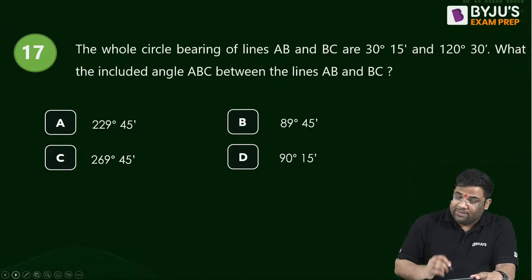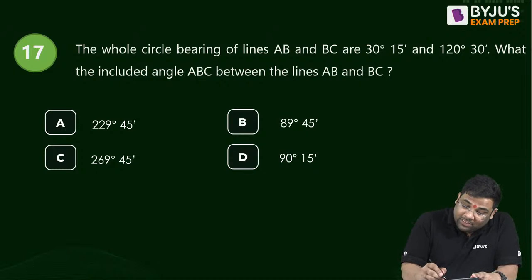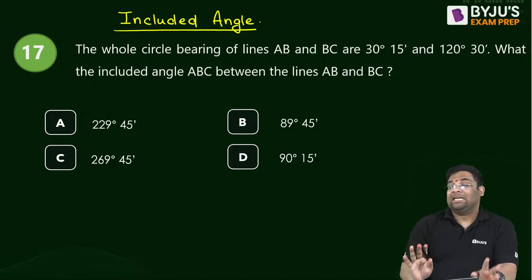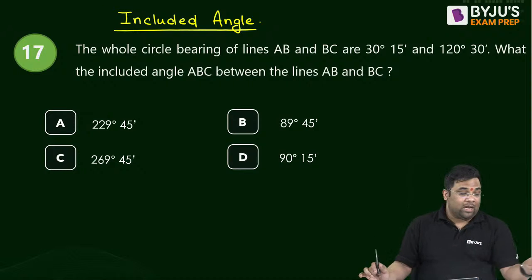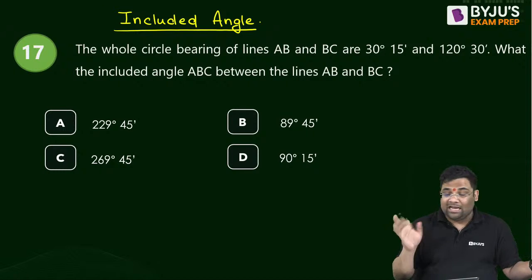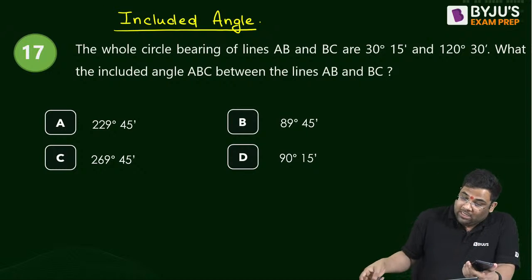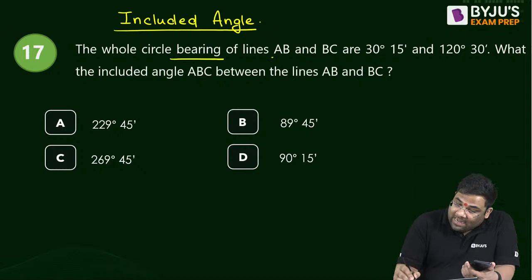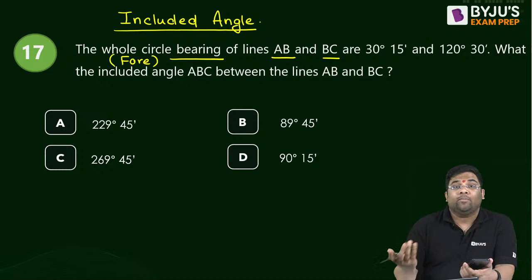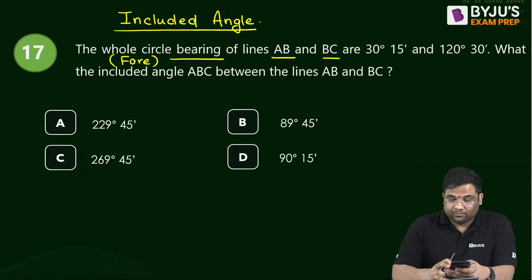Next question, 17th question. Okay, included angle. So I have taken one lecture on compass surveying. Those who have attended that lecture will be able to answer this very fast. Whenever they ask included angle, no need to remember any formula. Just draw the diagram. If you draw the diagram, you have answered the question. So when they are writing bearing of line AB, BC, that means they are fore bearing. Whenever they don't mention it is fore or back, it is fore bearing. Answer this. Fast, taking more time.